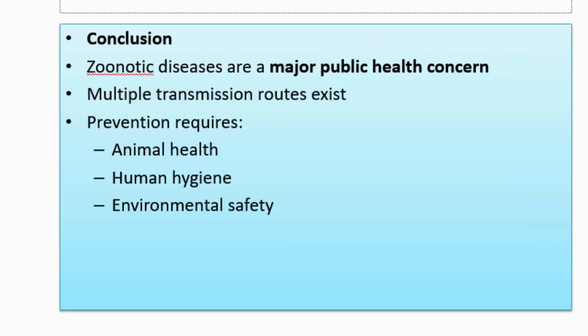So, in conclusion, zoonotic diseases are a major public health concern. Multiple transmission routes exist, so prevention requires animal health, human hygiene, and environmental safety. So this is all about zoonotic disease, their effect on daily life and the function of these animals.